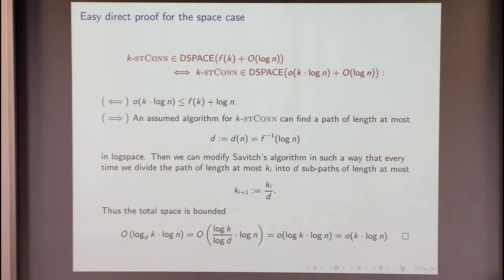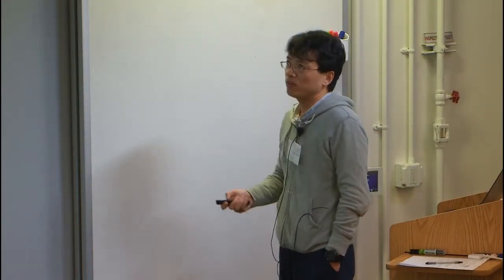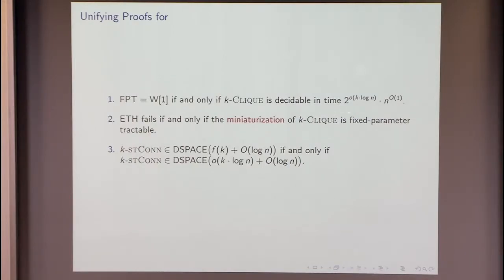So there is a simple proof showing this equivalence between sub-linear space and parameterized space. But in the remaining part of the talk, I want to unify these three things. The first thing is FPT equals W[1] if and only if k-Clique is decidable in time 2 to the little o of k log n times poly n. The second thing is ETH fails if and only if the miniaturization of k-Clique is fixed parameter tractable. The last thing is the equivalence I showed you in the previous slide in the case of space for KSTCOM. So I want to show you there is a unified framework to show these three equivalences.